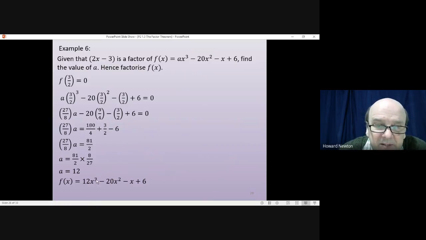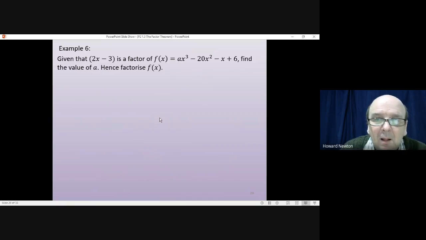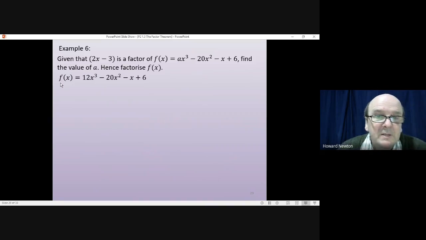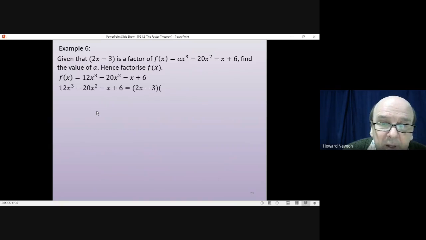Which means that f of x is equal to 12x cubed minus 20x squared minus x plus 6 when we substitute in a equals 12. Now we were also asked to factorize the function. We know that 2x minus 3 is a factor, so we can divide by 2x minus 3. When we divide by 2x minus 3, same method as the last lesson, we want to get 12x cubed. 2x times 6x squared will give me 12x cubed.